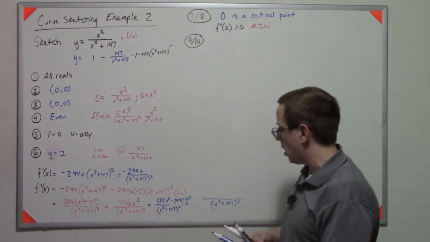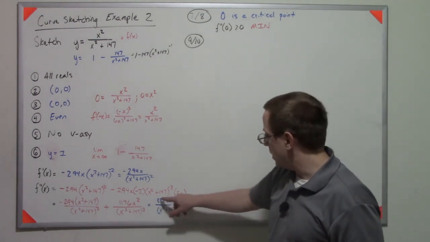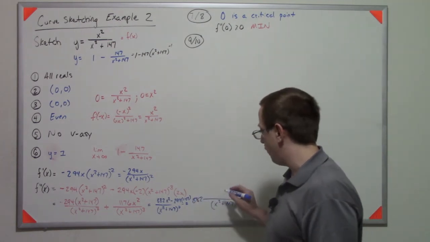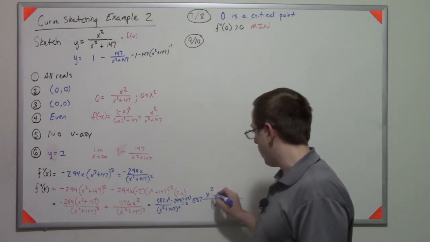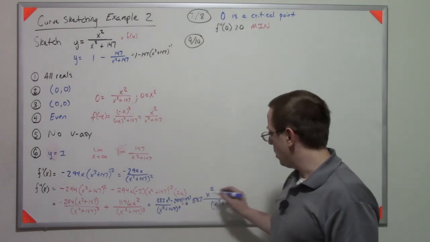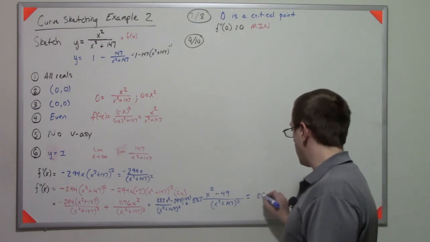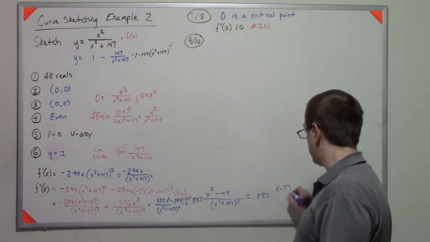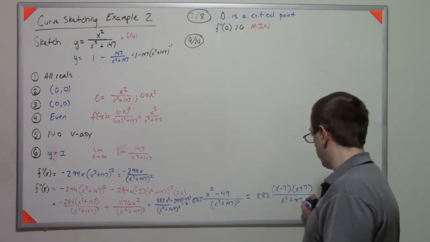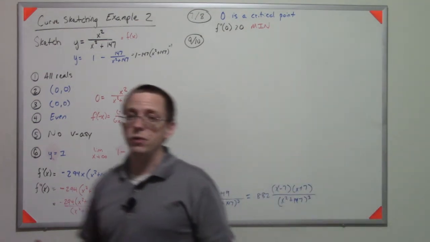I have to get the greatest common factor. Well, 6 goes into this, and that's 882, so that tells me 882 is my actual common factor. So that's x squared. If I pull a 6 out of this, it's going to be 49, which gives me 882 times (x minus 7)(x plus 7), over (x squared plus 147) cubed. Right? This stuff's difficult, man.